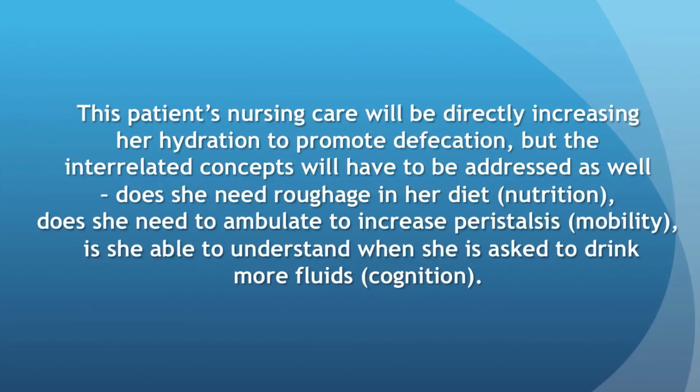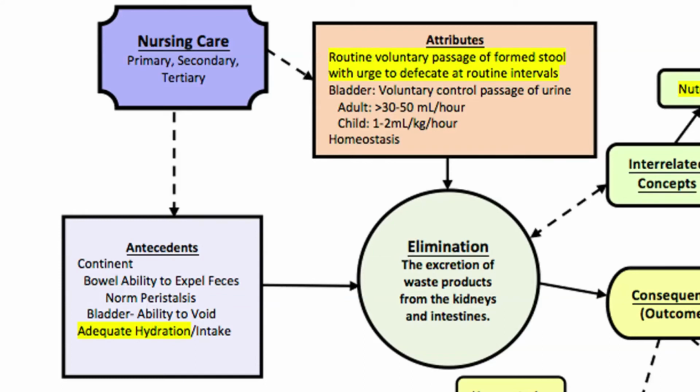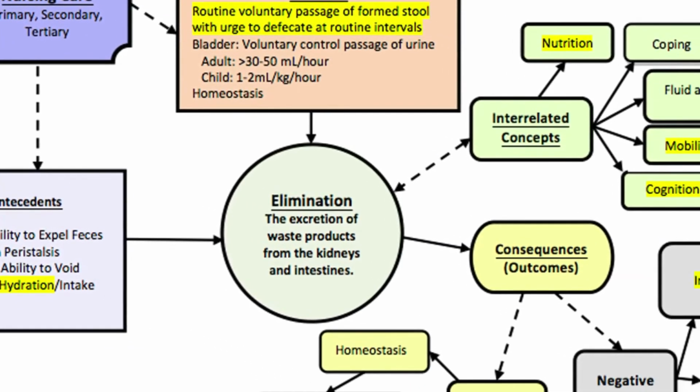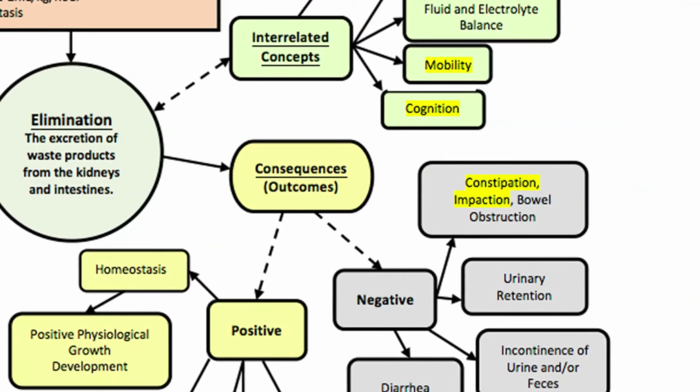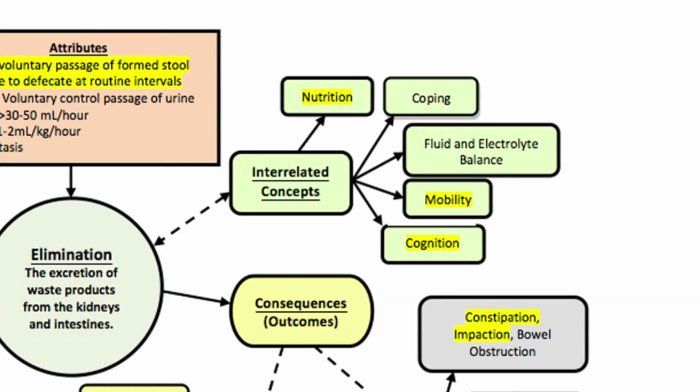And so if we implemented these things that we are saying, then the nurse would go back, and they would reassess whether the patient is getting adequate hydration. And then they would measure whether this was successful or not based on is there routine voluntary passage of formed stool with the urge to defecate at routine intervals. And then they would notice, is the constipation gone? And the strength would lie in the use of the interrelated concepts that makes this the individual patient's plan of care in taking care of her.